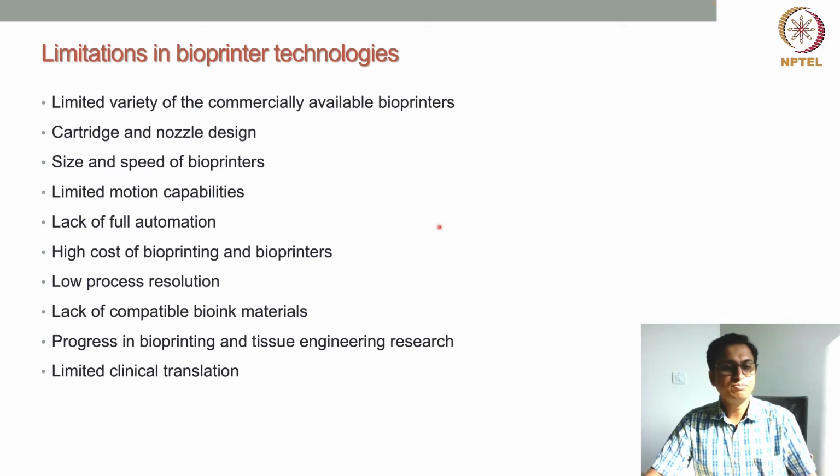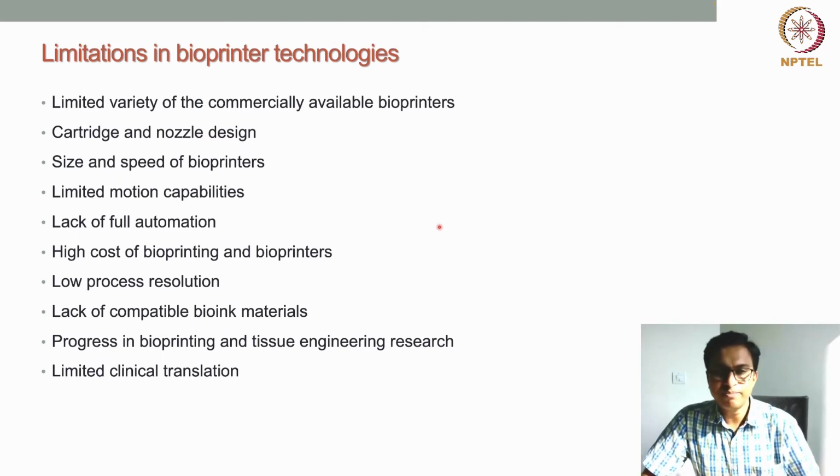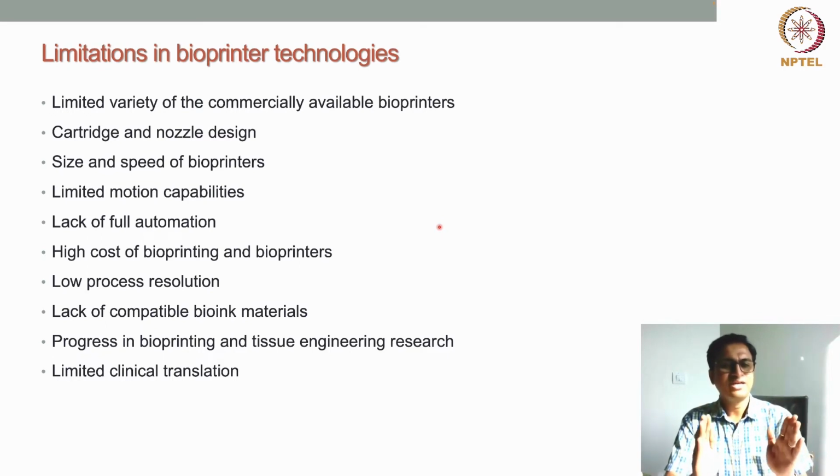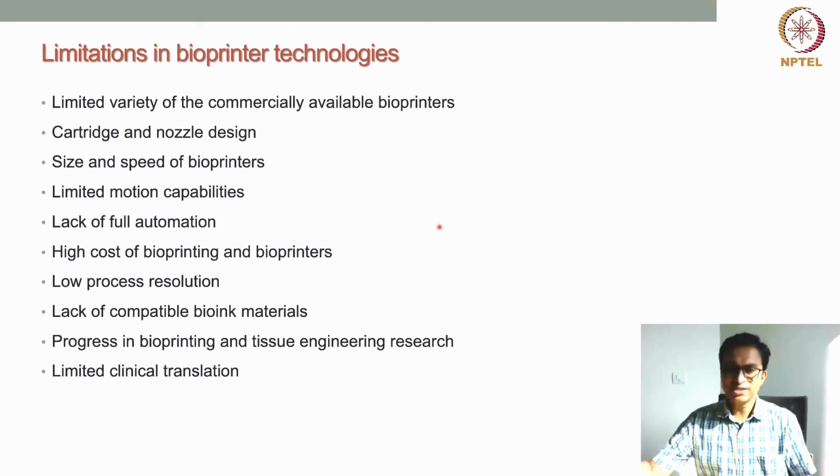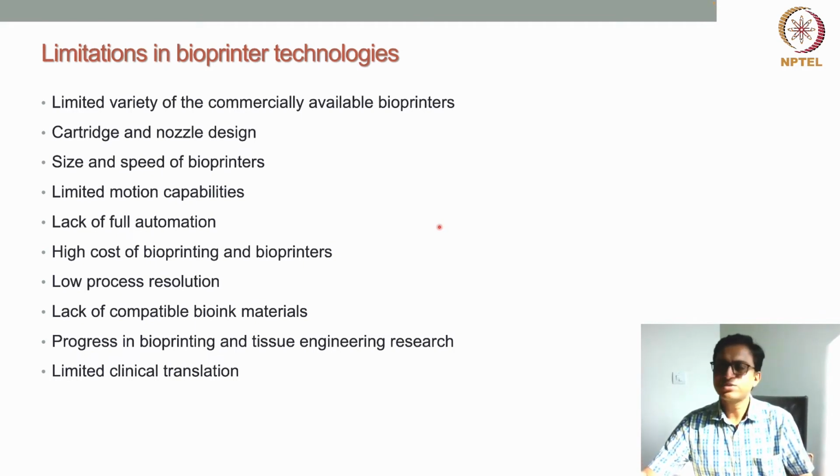Now, size and speed of bioprinters. Most of the bioprinters are not very compact. Nowadays, a few bioprinters are very compact, but for most bioprinters, the size is an issue. The other thing is the speed of the bioprinter. The speed is limited. We cannot print tissue at a very high speed. If we increase the speed, there are other challenges. So those things are there with these bioprinters. The size and speed of the bioprinter is another challenge and limitation of the current bioprinters.